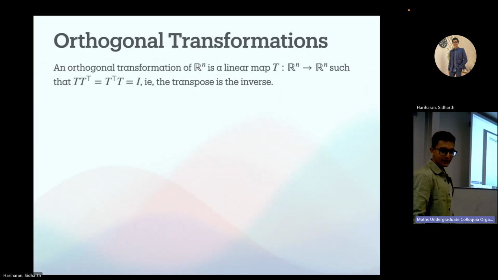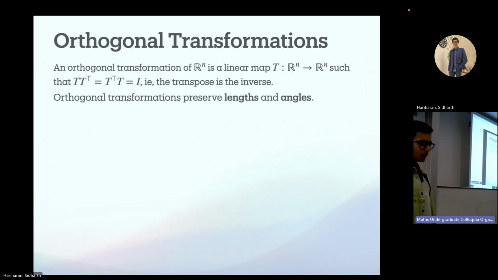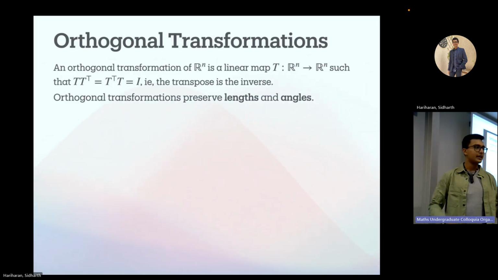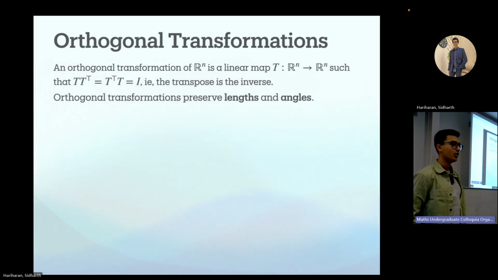I think we've all seen the definition of an orthogonal transformation. An orthogonal transformation of Rn is a linear map whose transpose is its inverse. For such a linear map, you can also see the determinant is plus or minus 1. The way we characterize them is that they preserve lengths and they preserve angles between vectors. So if you have an orthonormal basis, it remains an orthonormal basis. It might be a different basis, but it's still an orthonormal basis after this transformation.